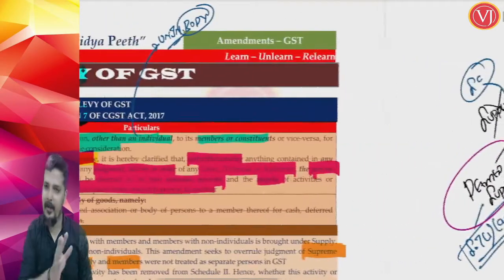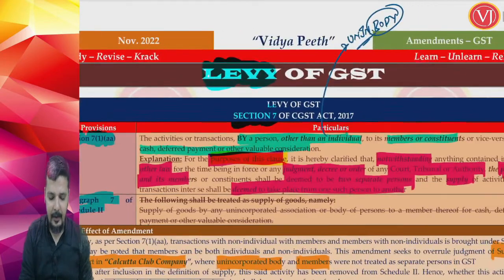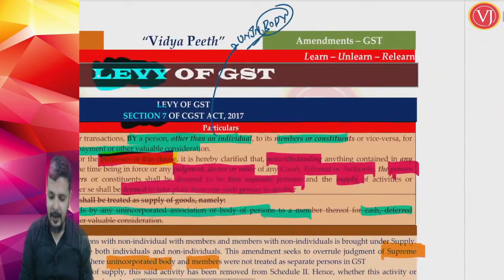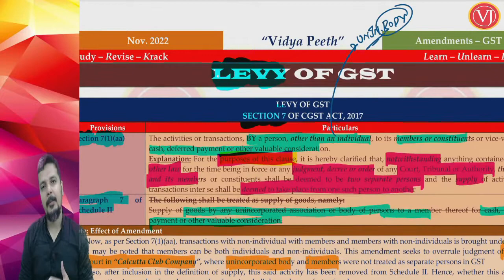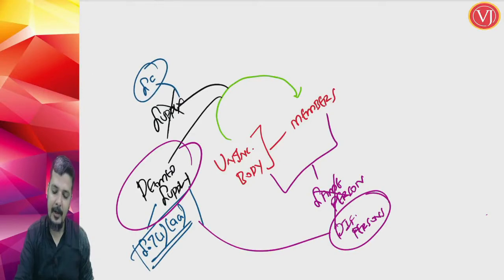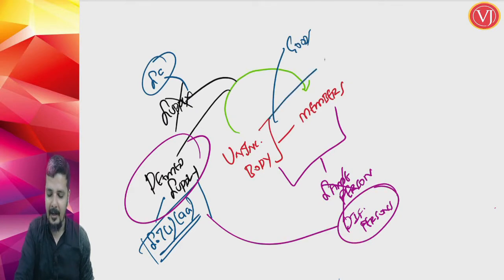Now one might wonder that, okay, we are very clear with section 7 subsection 1 clause (aa), but what is the amendment in para 7 of Schedule 2? Now para 7 of Schedule 2 earlier said that whenever you are talking about supply of goods by an unincorporated association or body of persons to a member, if it is supply of goods by an unincorporated body, whether by way of cash or deferred payment or any other valuable consideration, it will be treated as supply of goods. But this was causing confusion. Why was this causing confusion? The transaction between an unincorporated body and the members, can that be of goods and can that be of services?